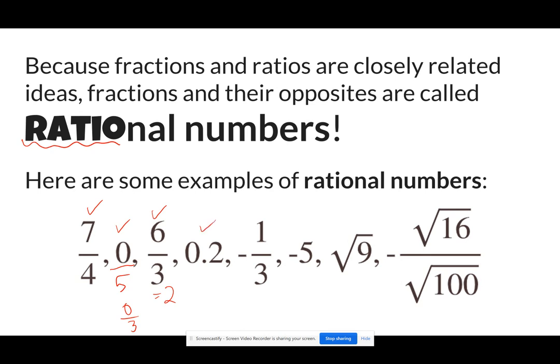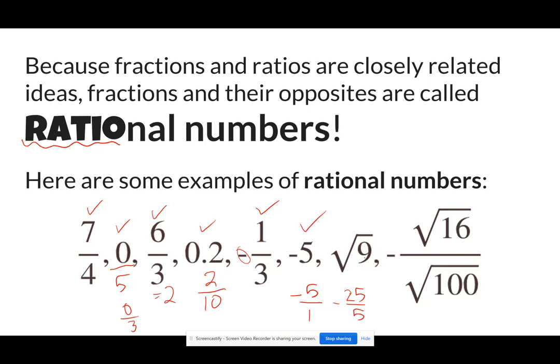0.2, this is a rational number, even though it's not written as a fraction here. It's written as a decimal, but we could rewrite that as 2/10, which is a fraction. So this is also a rational number. -1/3, this has a negative sign, but remember, rational numbers can be negative. So here's another rational number. -5. Now that's not written as a fraction, but we could write it like -5 over 1 or -25 over 5. So that can be written as a fraction, so this is a rational number.